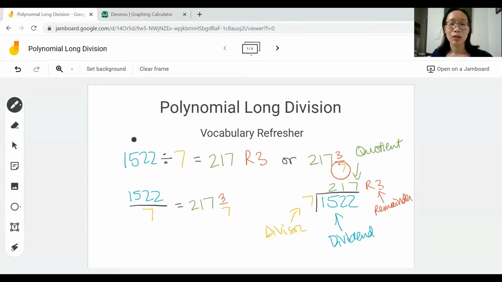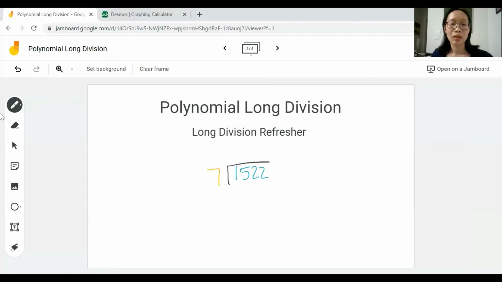Let's review how long division works. When we do long division, we follow 4 main steps. We want to know how many times our divisor will go into our dividend. And so I start with 7. Can 7 go into 1? No, it can't. So I move on to the next place. Can 7 go into 15? Yes, it goes 2 times.